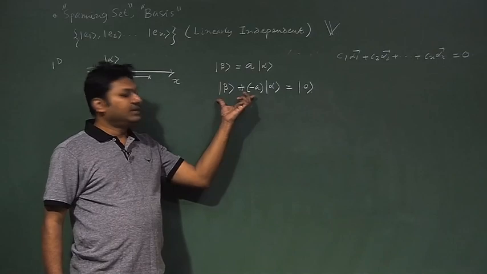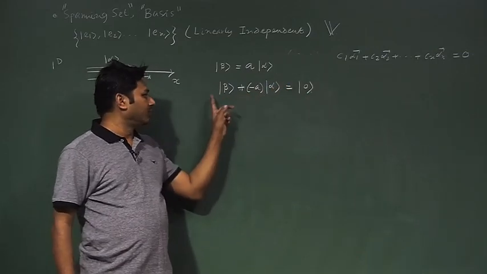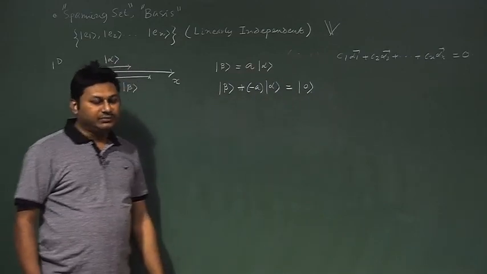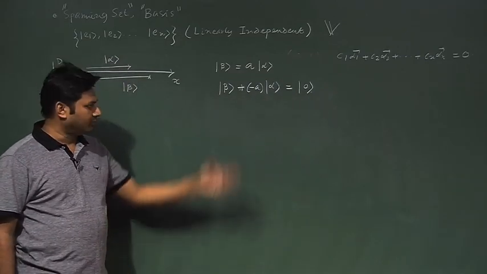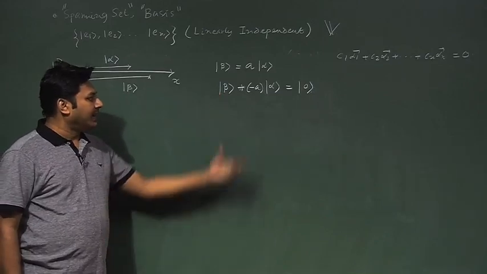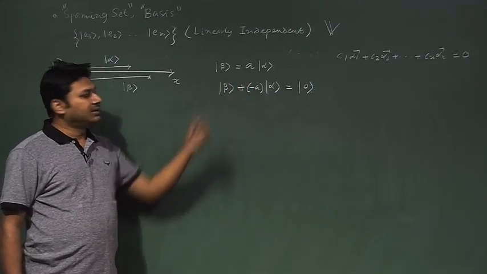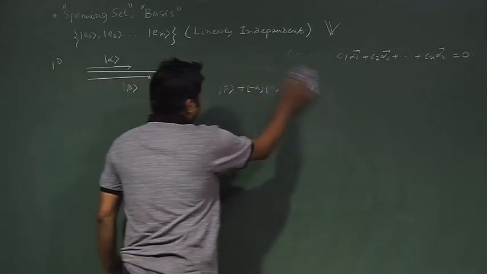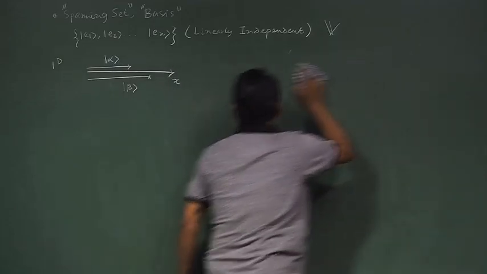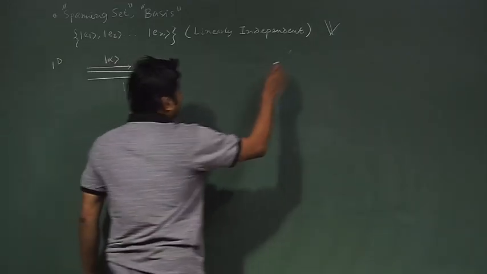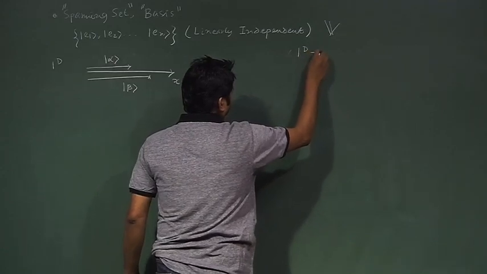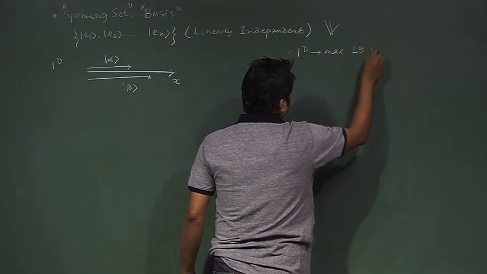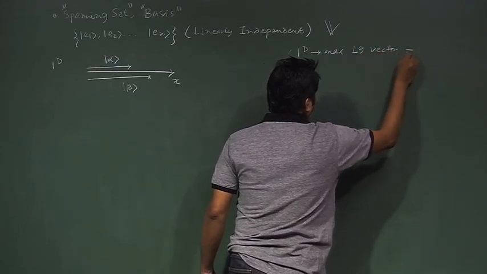That means I have a non-trivial solution for C1, C2, C3, where 1 and minus A are two values of C1 and C2 if it is taken up to two dimensions, right, two components. So that means I can have a non-trivial solution, so these vectors are linearly dependent. So that means in 1D at most I have one linearly independent vector. So in 1D, I should note that the maximum linearly independent vector is equal to 1.